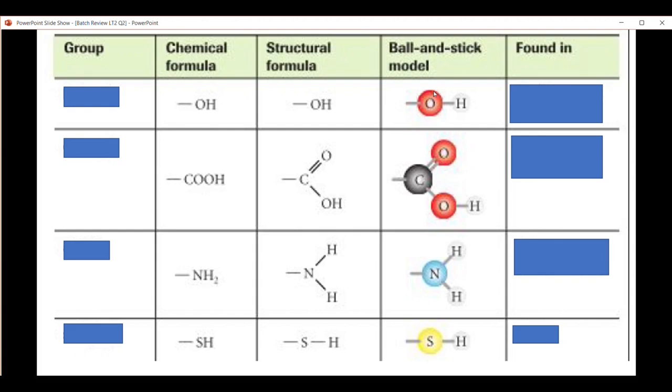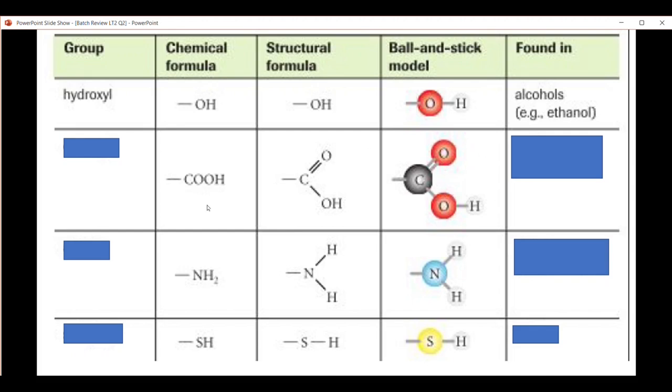The name of this functional group is hydroxyl. Just remember H and O give us an idea of hydro, so hydroxyl, and this can be found in alcohols like ethanol. Now the other functional group will be COOH, wherein there's a carbon, a double bond O, and an OH attached to the carbon, as you can see also in the ball and stick method.